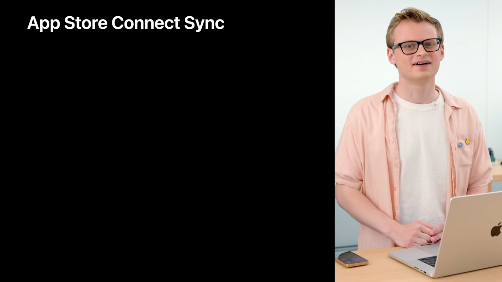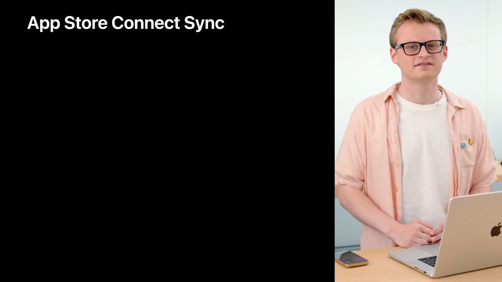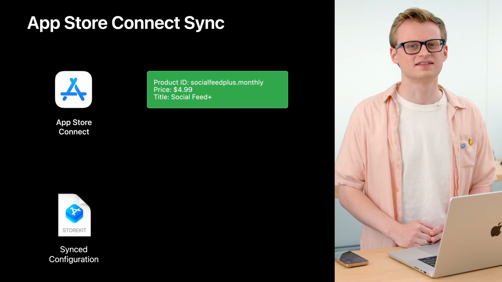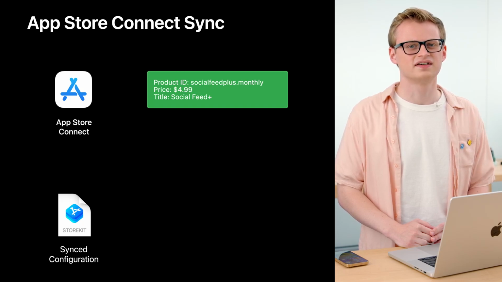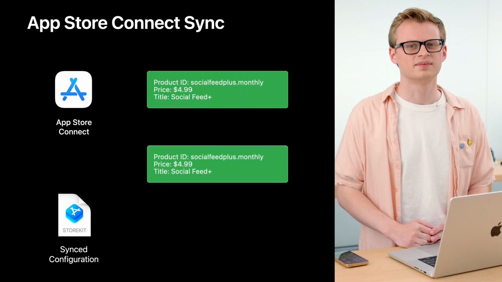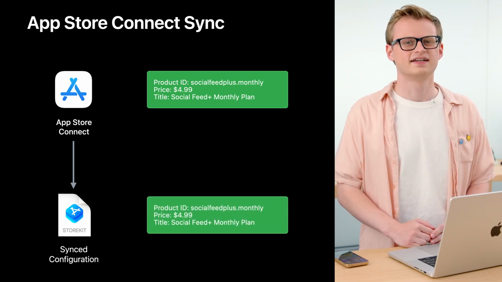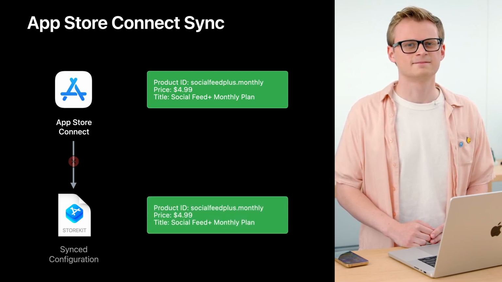It's easy to sync your products in App Store Connect with Xcode. First, you configure your products in App Store Connect, like the Social Feed Plus subscription, for example. Then, you create a synced configuration file in Xcode, which will load the product data into Xcode. If you want to make a change, for example, updating the US English title, you can make the change in App Store Connect and sync your configuration in Xcode again.